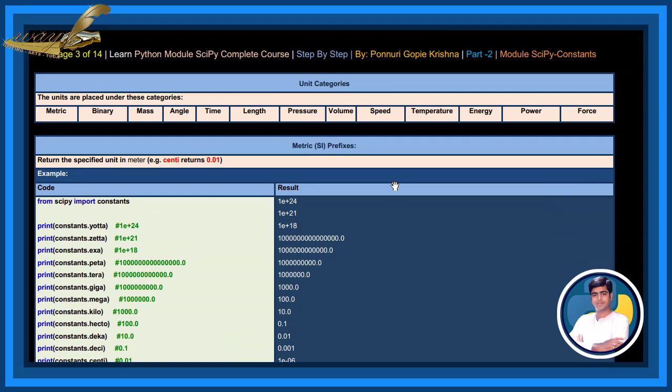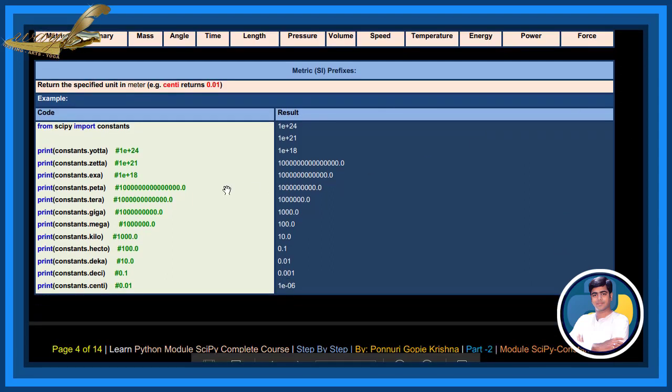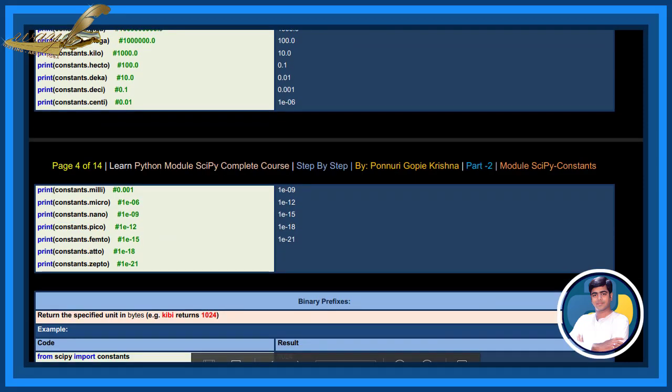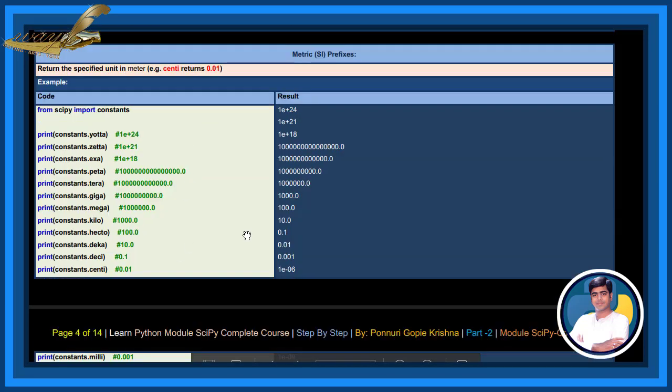Unit categories. The units are placed under these categories: metric, binary, mass, angle, time, length, pressure, volume, speed, temperature, energy, power, force. See, metric returns the specified unit in meters. Example, centi returns 0.01. See here, print yotta, zetta, exa, peta, tera, giga, mega, kilo, hecto, deca, deci, centi, milli, micro, nano, pico, femto, atto, zepto. See, they are the results.